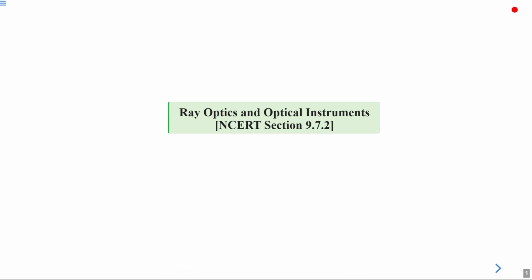Hello students, today we are going to discuss NCERT section 9.7.2 of chapter Ray Optics and Optical Instruments.